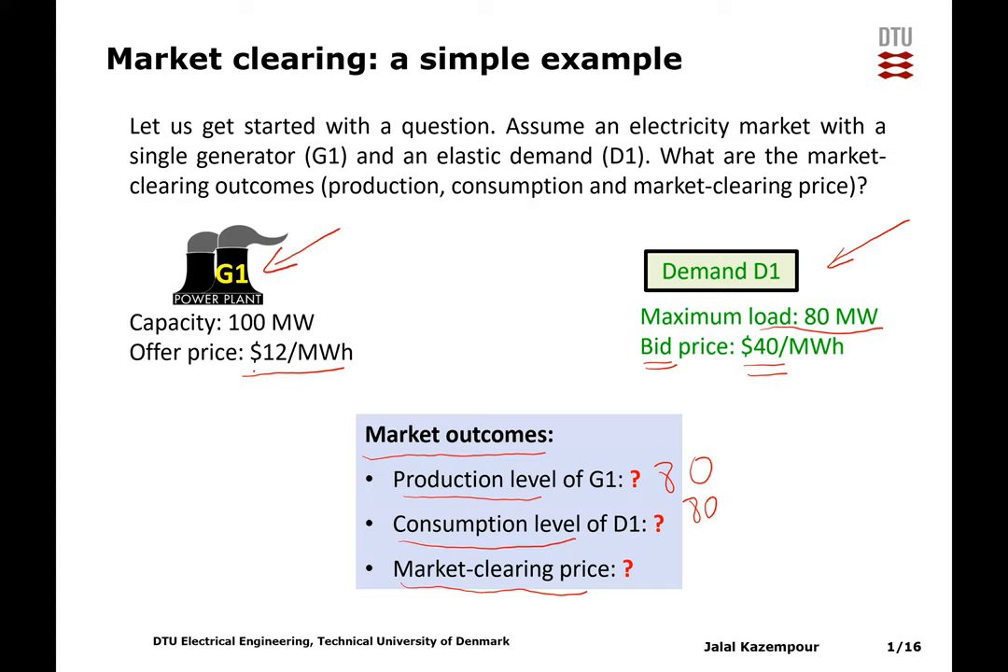Very good. Mahir is saying 40. Would you like to discuss? Market cannot be cleared. No, market can be cleared. There's no problem. Why not? There is a generator who is willing to sell at the price of 12, and a demand who is willing to buy at a higher price. So market can definitely be cleared. So the question is about the price.